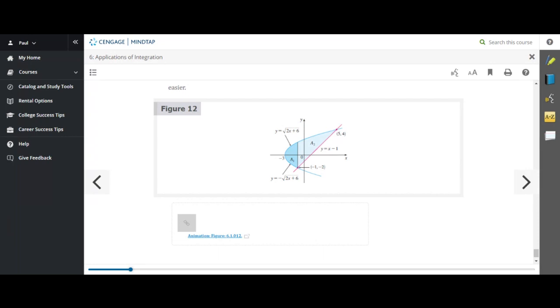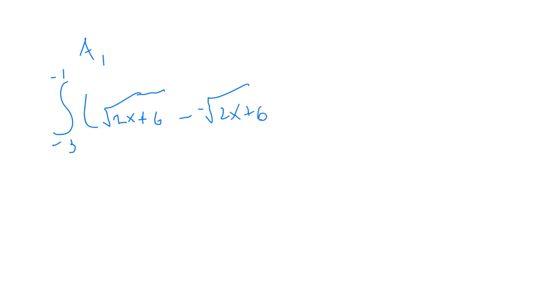What you'd have to do is this. If you wanted to compute that area with respect to x, the area of A1 in figure 12 would be the integral from -3 to -1 of square root of 2x plus 6 minus negative square root of 2x plus 6, dx.